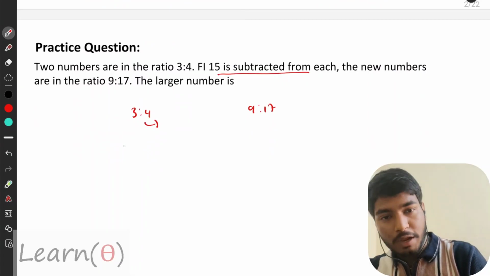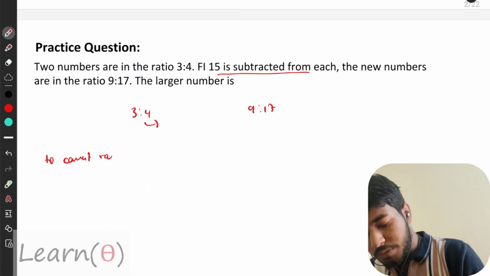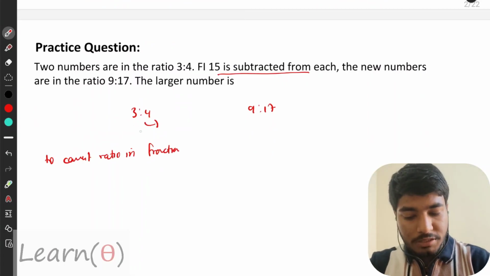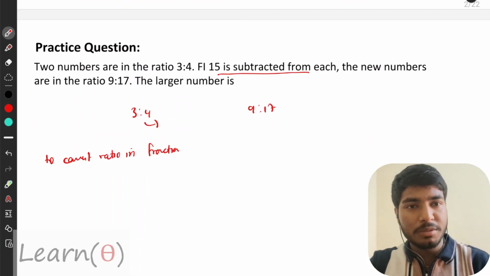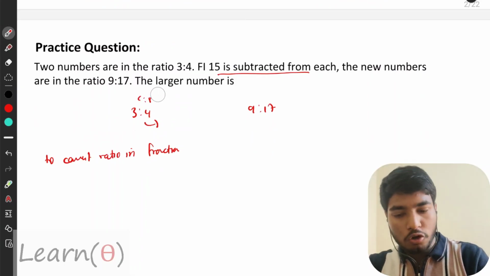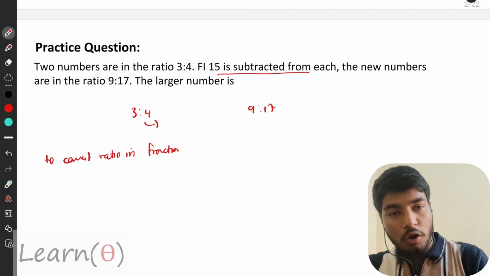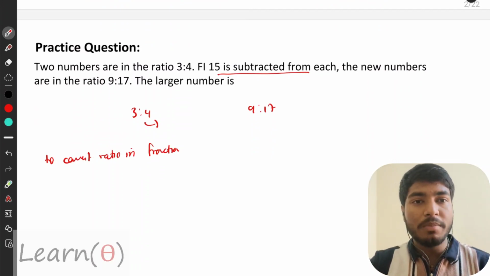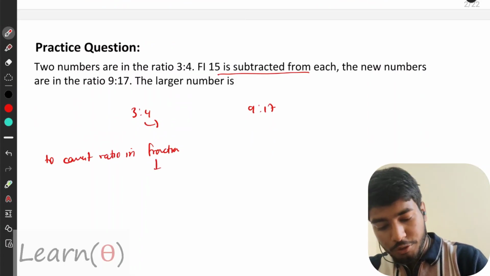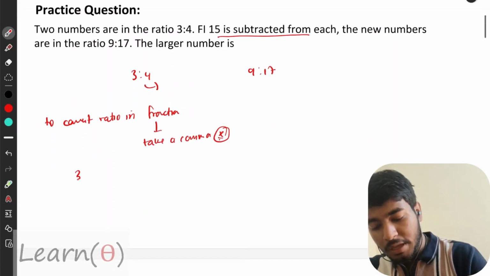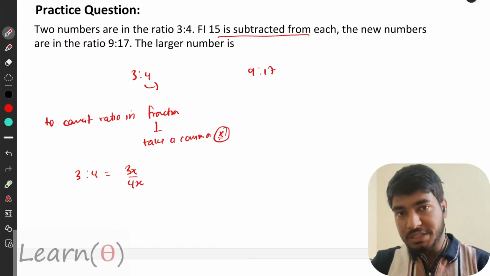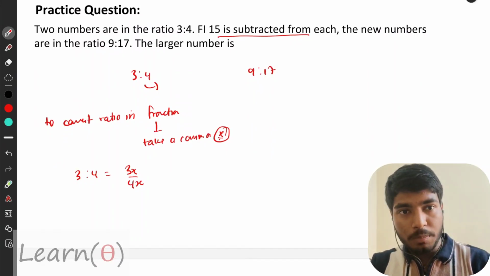How to convert a ratio into a fraction? Why am I doing so? Because this 3 by 4 is in the simpler form. It might not be the simplest form, it can also be like 6 and 8, but I don't know whether it is 6 and 8 or something like that. So what I have to do is always take a common factor between them. To convert a ratio into a fraction, take a common x. So you will write 3:4 is equal to 3x by 4x. Why have I done so? Because if it is a simpler form, I will get the upcoming numbers easily.